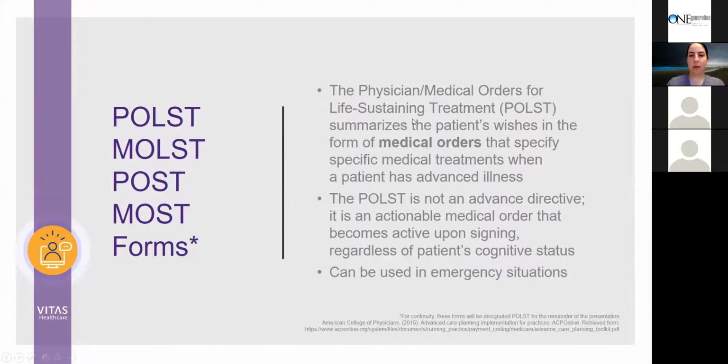Uh-oh. Oh, there we go. Okay. Worried about a technical issue.